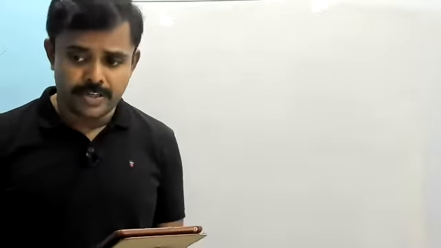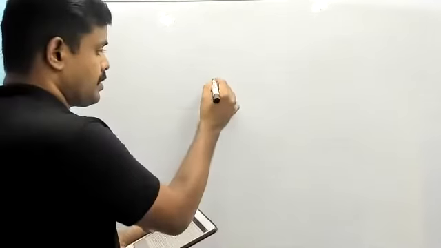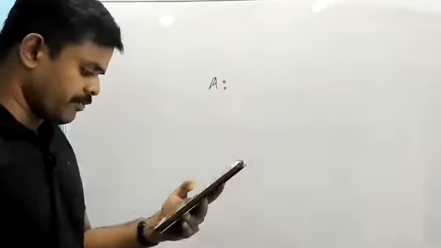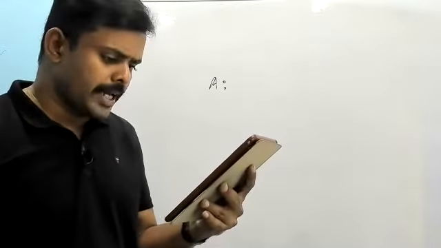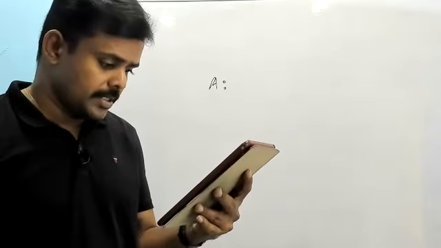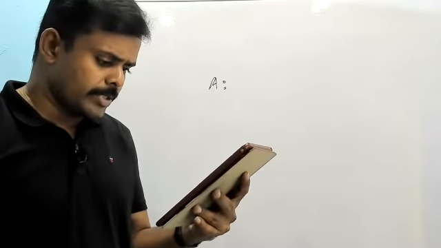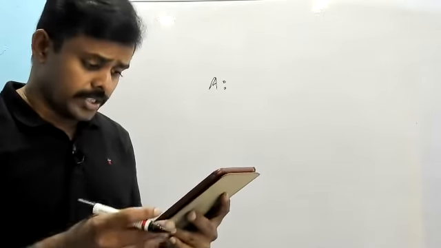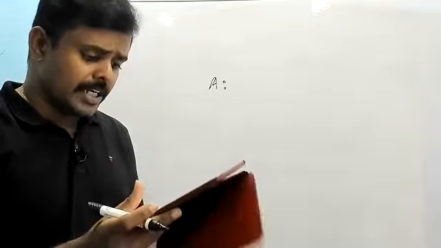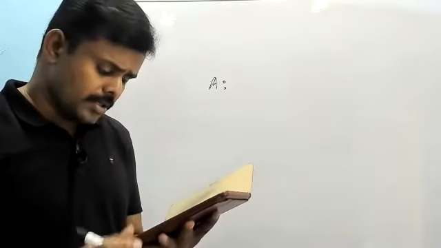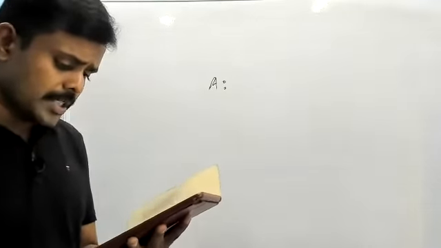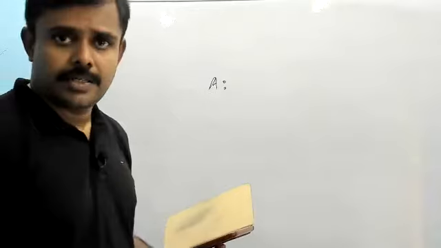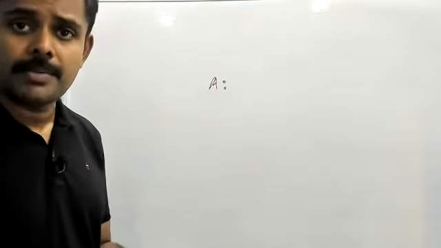Magnetic field, question number 25. Assertion: a magnetic field is useful in producing a parallel beam of charged particles. Reason: magnetic field lines inhibit the motion of a charged particle moving across them. Okay, is a magnetic field useful in producing a parallel beam of charged particles?